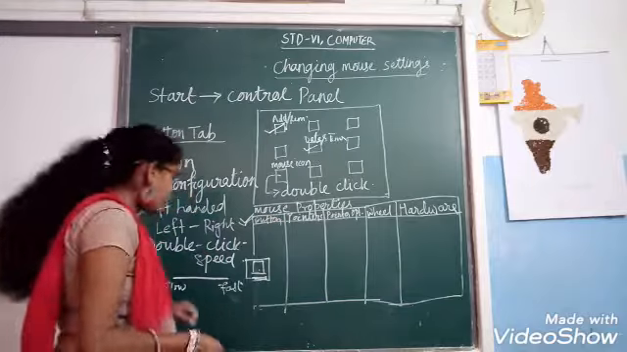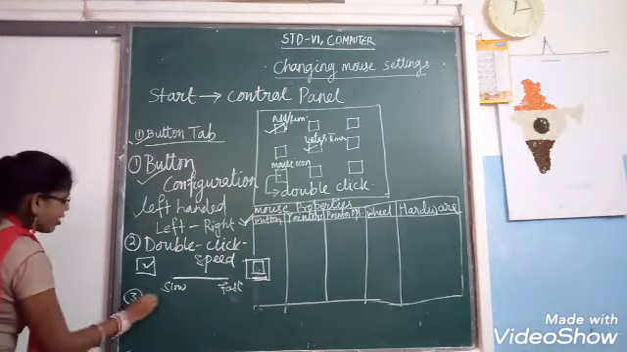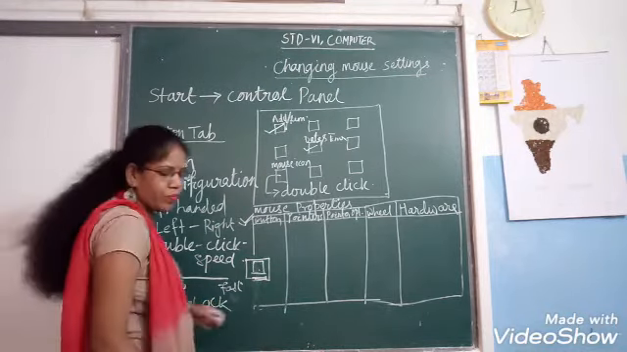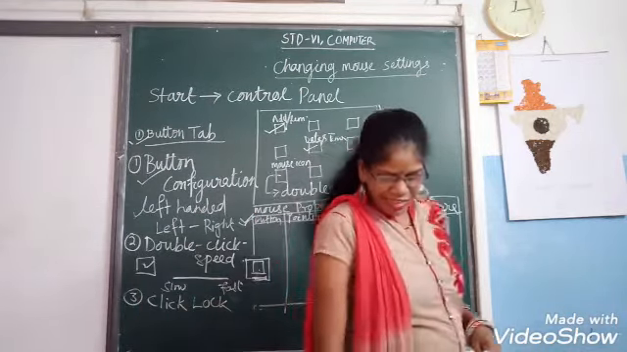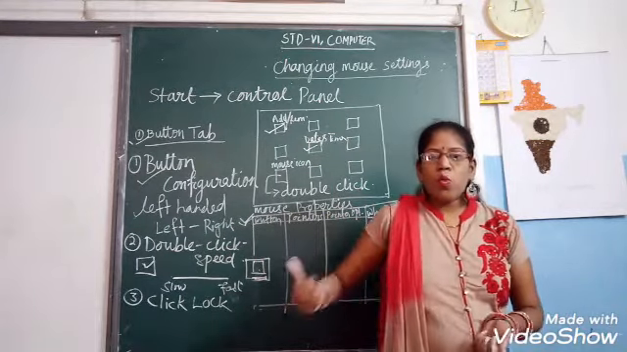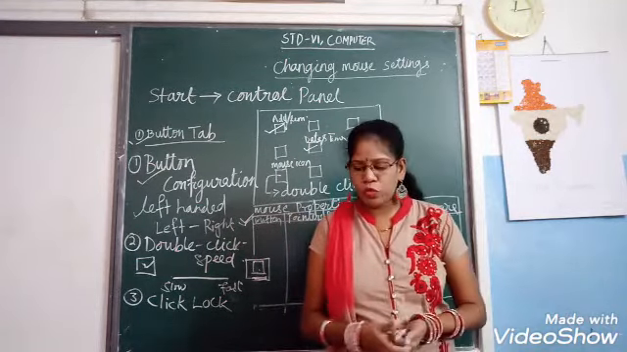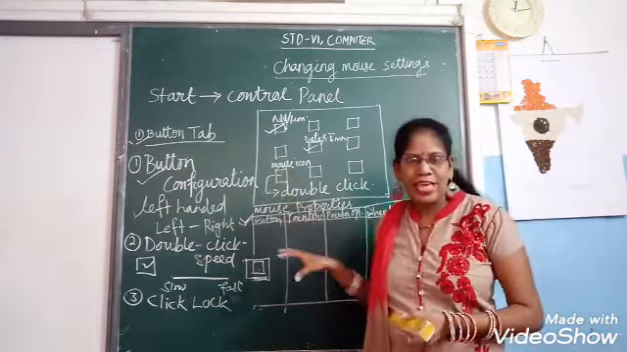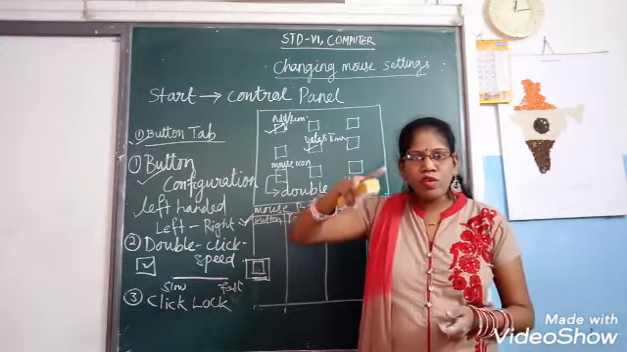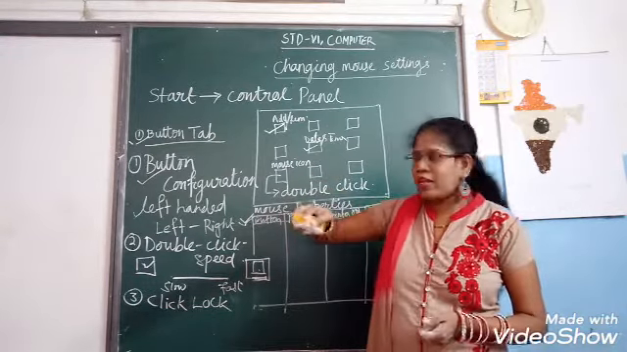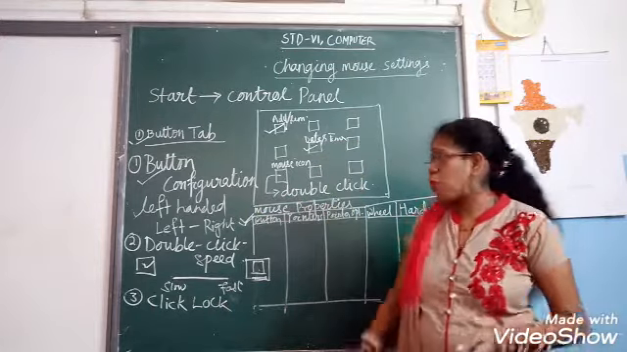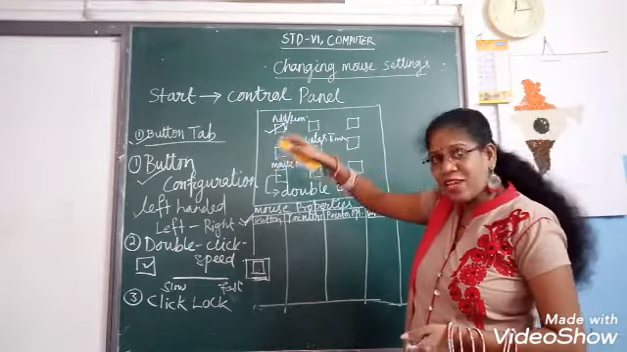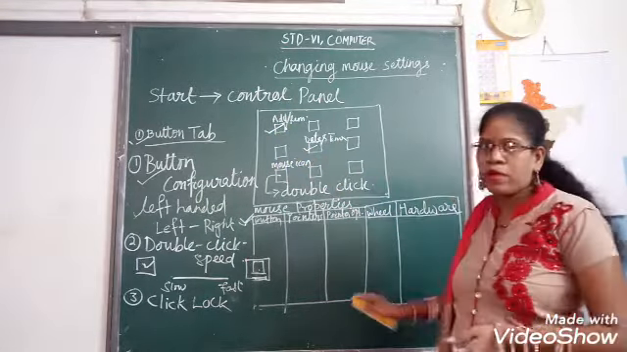Now comes the third option, that is your click lock. What happens? Sometimes we have to select lots of things and we want to drag them. So in the mouse, what are we doing? We just click. Suppose this is a mouse. So we click and now I want to drag. So by pressing the click, I am dragging the whole document.